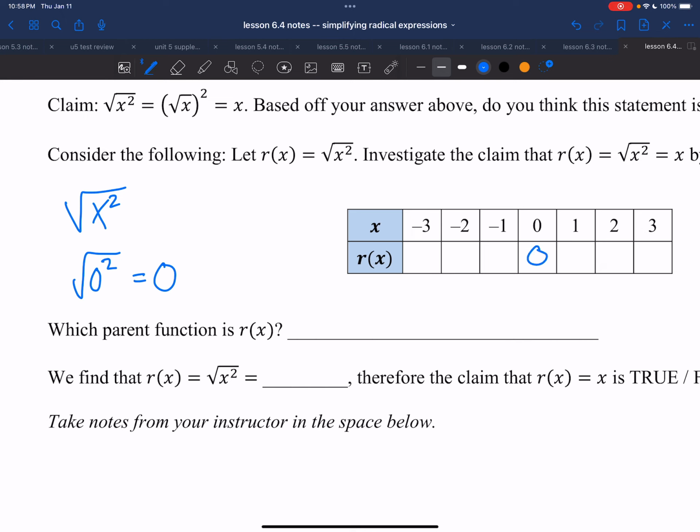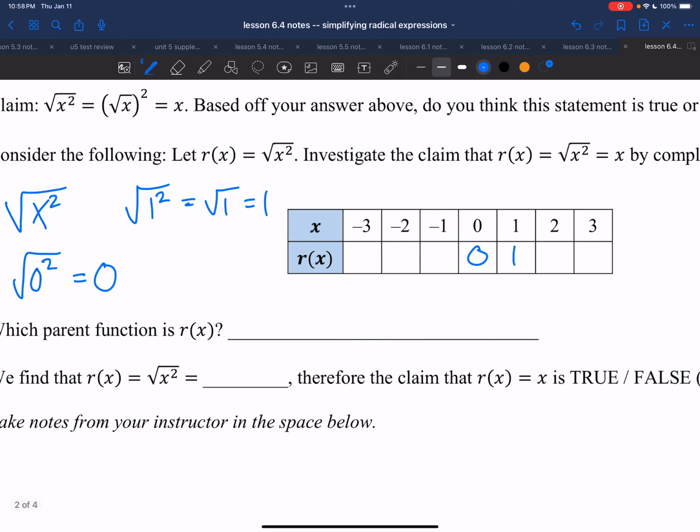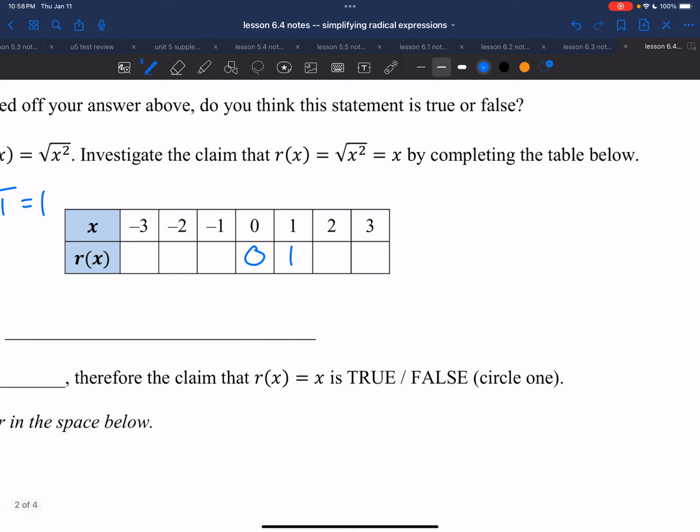And then I say, okay, what about the square root of one? What is the square root of one squared? That is square root of one, which is one. Oh, okay, wow. Cool, looks good so far. Square root of two squared, that'd be the square root of four, which is two. So, okay, so that's two. Square root of three squared, well, that's just square root of nine, which is three.